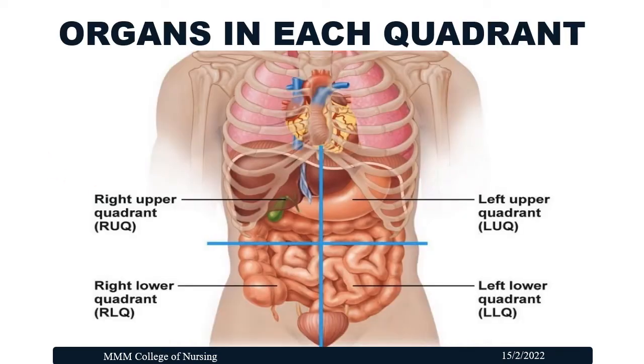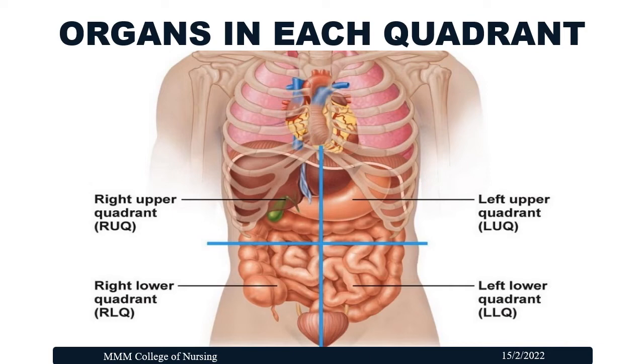Now, let's look at the organs in each of the quadrants. The first, right upper quadrant. The organs are liver, gallbladder, pylorus, duodenum, head of pancreas, right adrenal gland, portion of right kidney, hepatic flexure of colon, portions of ascending and transverse colon, and the right renal artery.